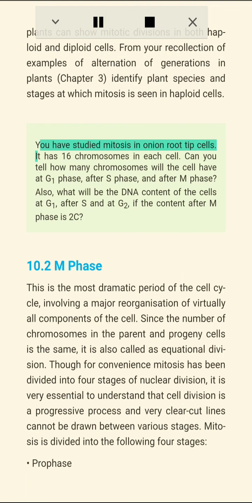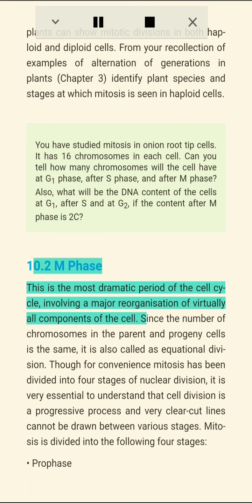You have studied mitosis in onion root tip cells. It has 16 chromosomes in each cell. Can you tell how many chromosomes will the cell have at G1 phase, after S phase, and after M phase? Also, what will be the DNA content of the cells at G1, after S, and at G2, if the content after M phase is 2C?